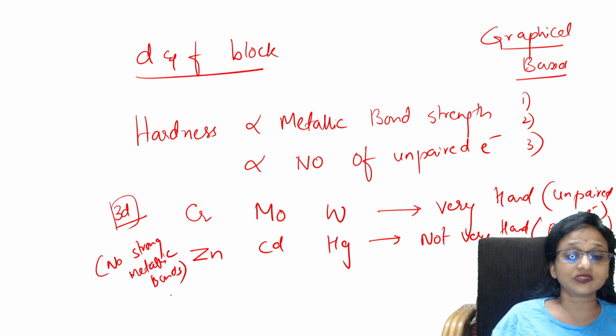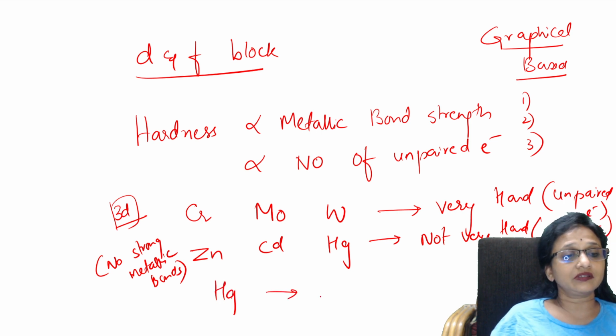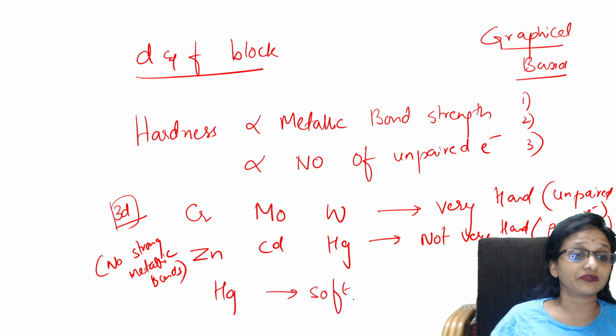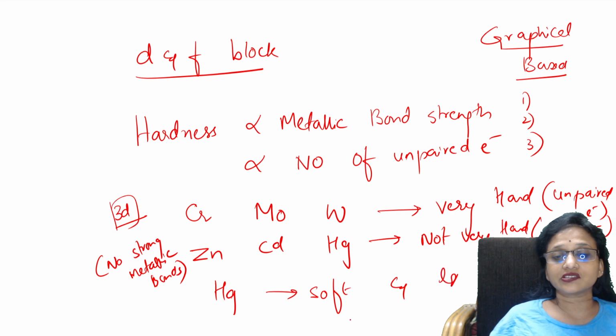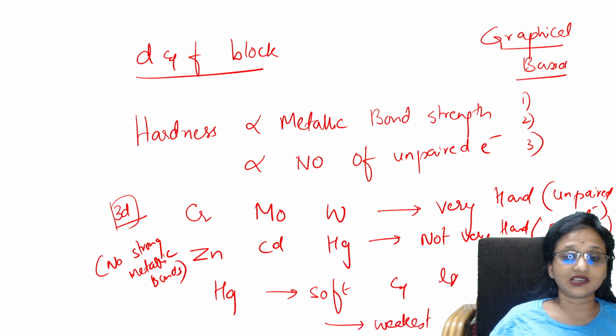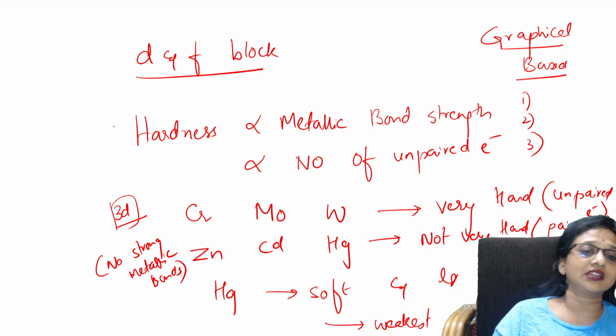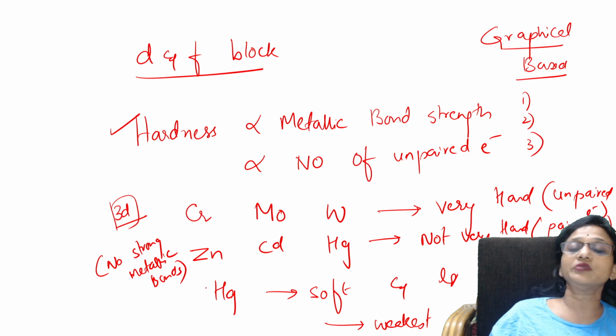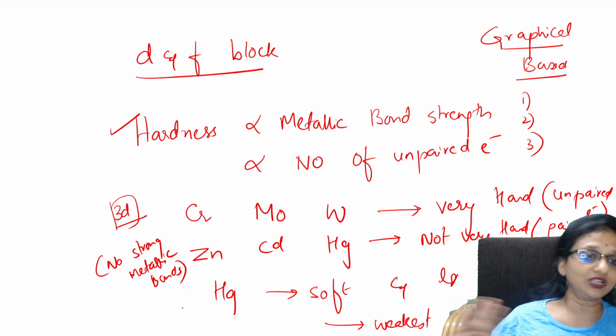Then comes mercury. Mercury is very soft, it is a liquid, and it has the weakest metallic bonds. So if the examiner asks you, remember these reasons. More unpaired electrons means more hardness, and more paired electrons means they are very soft. This is about the hardness.